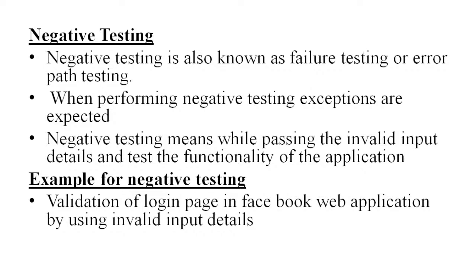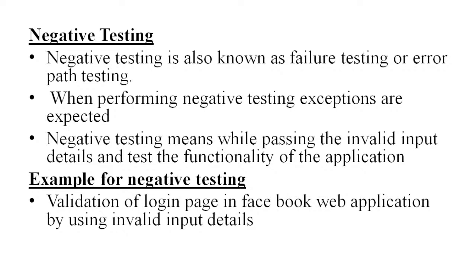Okay, so when we enter a valid username and password, we get the home page of the Facebook web application displayed. In another way, while entering invalid data, an invalid username and invalid password, or invalid username and valid password, if any one of the given values is invalid, we get only the error message. So this is named error path testing, otherwise failure testing. So negative testing is also known as failure testing or error path testing.